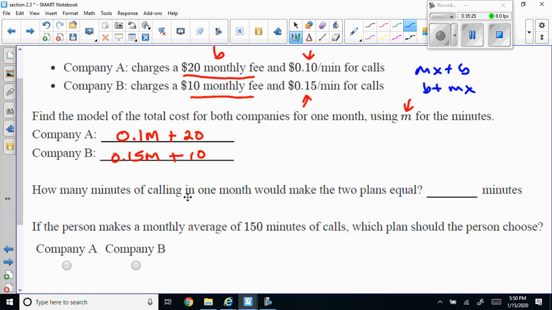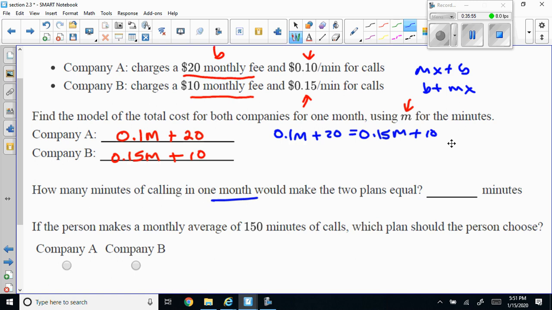How many minutes of calling in 1 month would the two plans equal? So what do we need to do to these two equations? What does that mean? Make them equal one another, right? So 0.1 m, I just wrote that wrong. I said it, but I wrote it wrong. 0.1 m plus 20 equals 0.15 m plus 10.